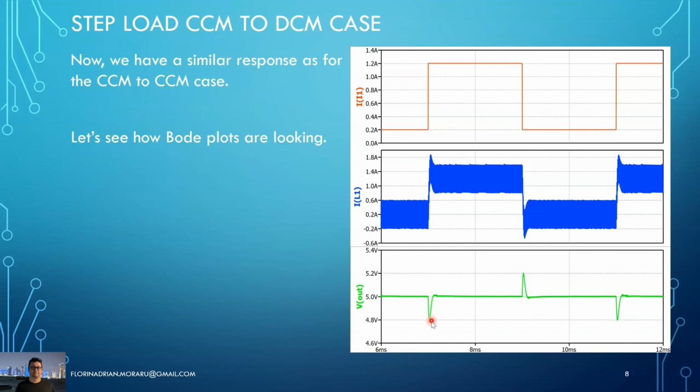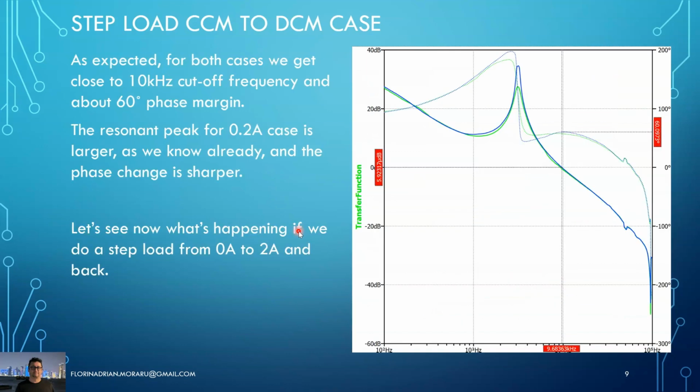So we have again about the 200 millivolt undershoot and overshoot, and we are in the position we wanted to be. So let's now have again a look at the Bode plots in the two cases, and let's see what we get.